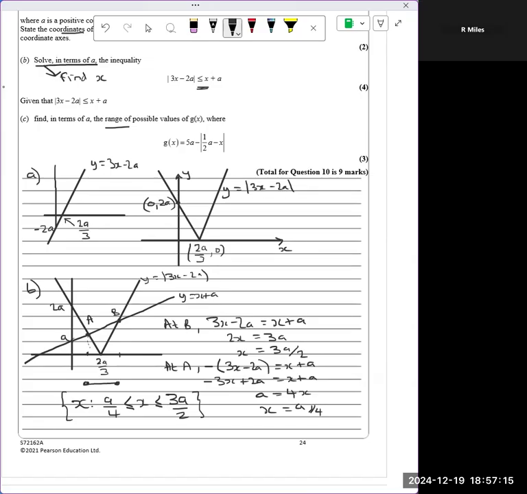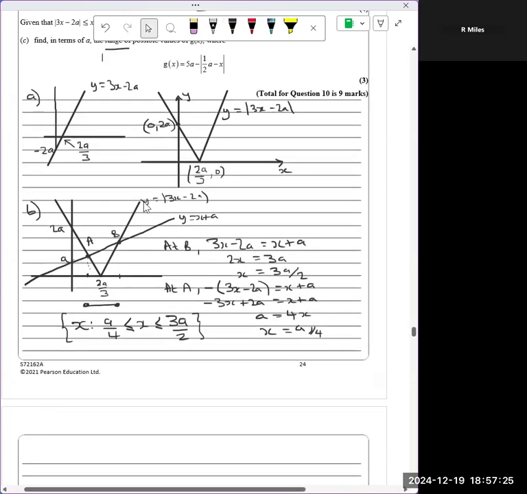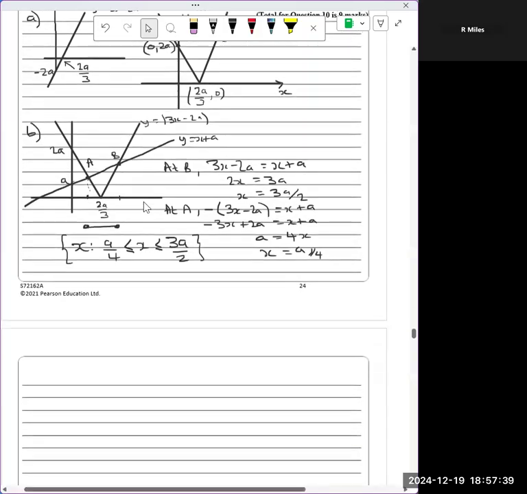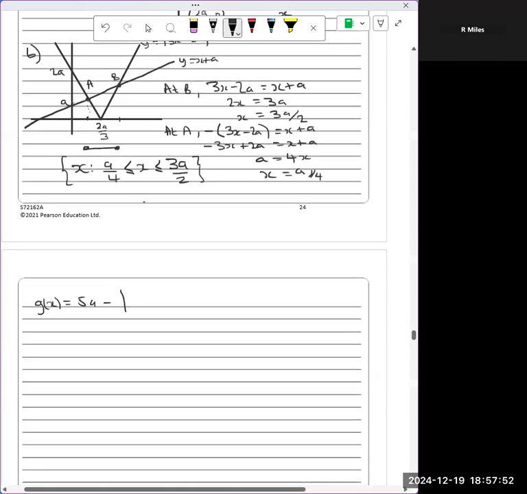Again, I am a big fan of sketching. And this is not a totally trivial function to sketch. There's a couple of ways you can do this. My initial reaction is to build up the sketch in stages. And I'm just going to rewrite the equation down here. So g of x is 5a minus mod of, I'm going to have to check again, a half a minus x.